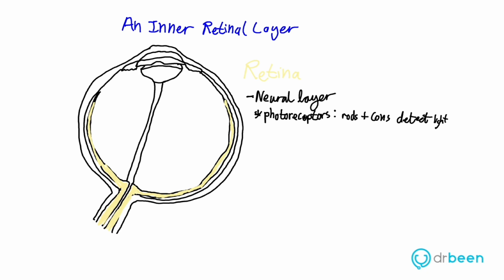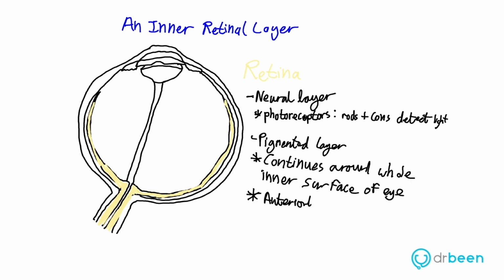The second layer, the pigmented layer, is the outer layer of the retina. It's attached to the choroid layer and acts to support the neural layer. It continues around the whole inner surface of the eye. Anteriorly, the pigmented layer continues, but the neural layer does not. This part is known as the non-visual retina.